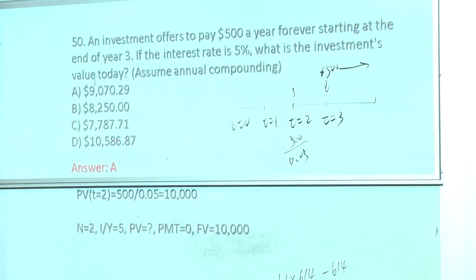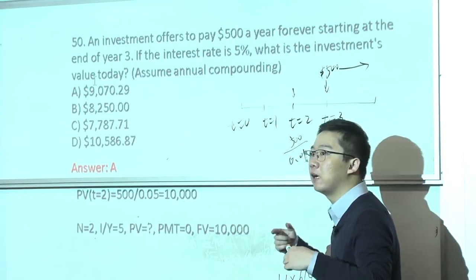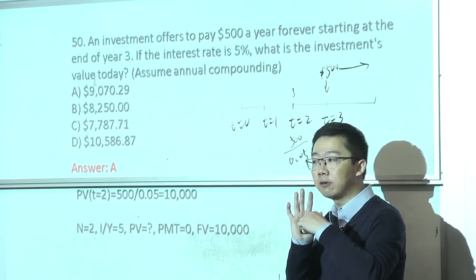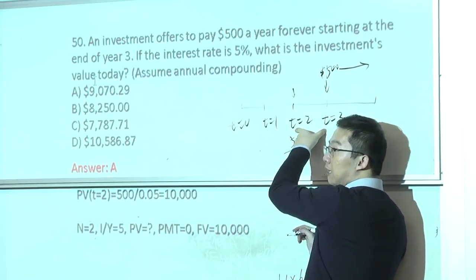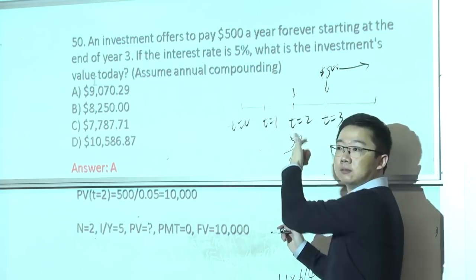Right. So you get some sense, right? When you are calculating the present value of a perpetuity or ordinary annuity, we are calculating the present value 1 year earlier than the first payment date. Okay?